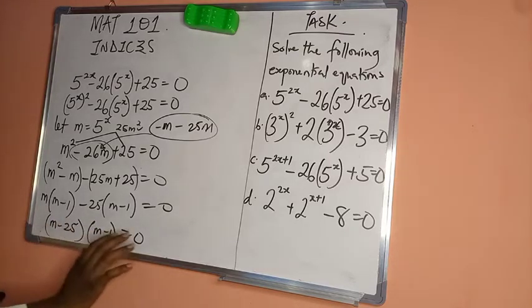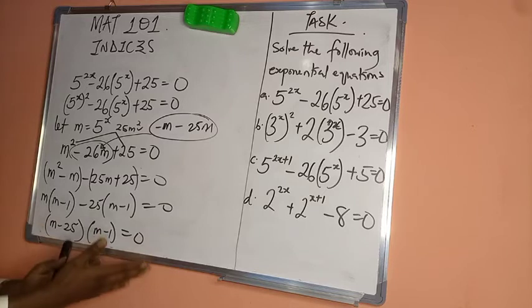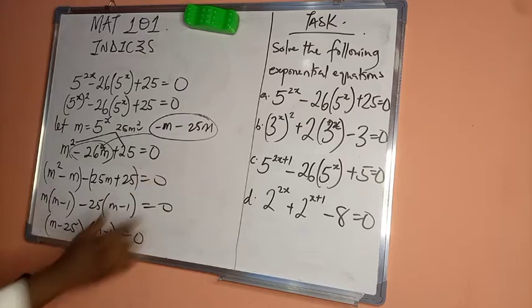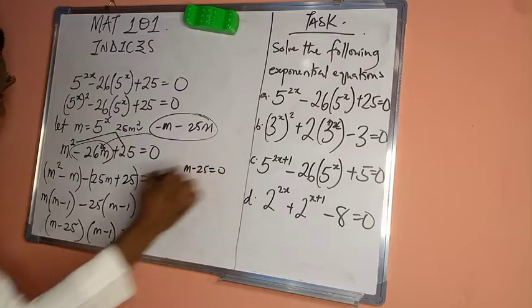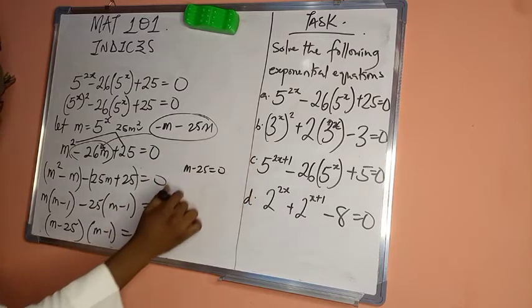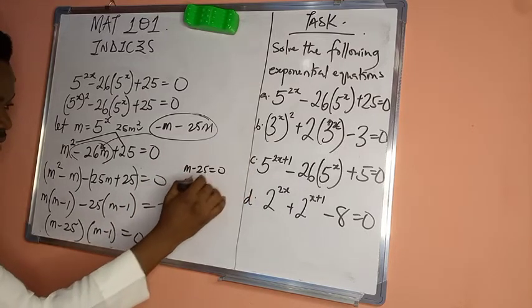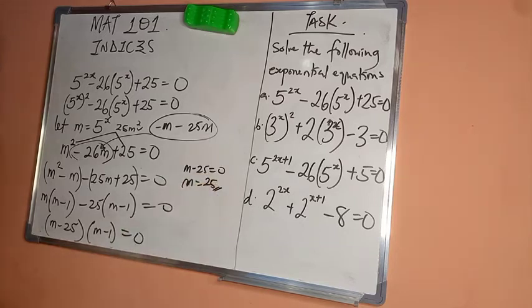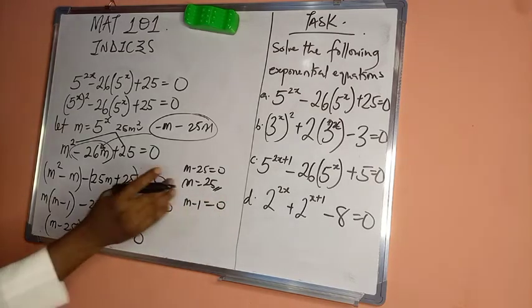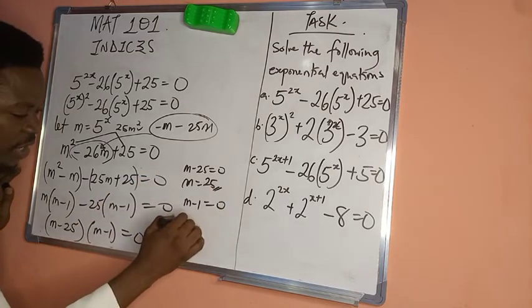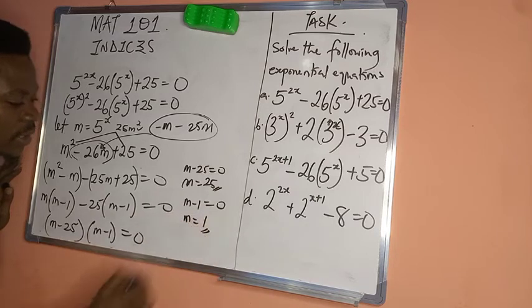So what do we do? Just solve for m by equating the first bracket to 0 and solve for m again by equating the second bracket to 0. Okay, without rubbing this off, let's just do it somewhere here. We have m minus 25 equals to 0, right? Minus 25 goes over there, m becomes what? 25. That's the first value for m. We pick the second bracket. m minus 1 equals to 0. Now, taking the constant to the right hand side, we have m equals to 1, right?